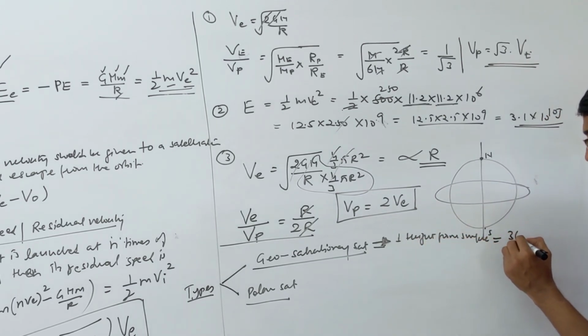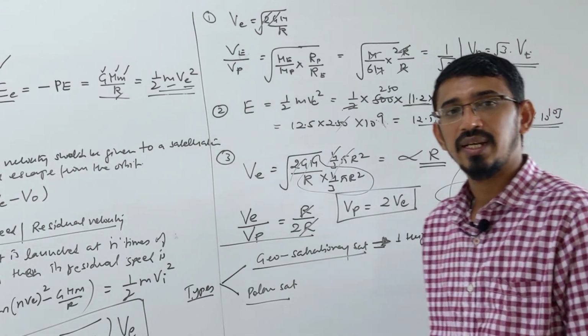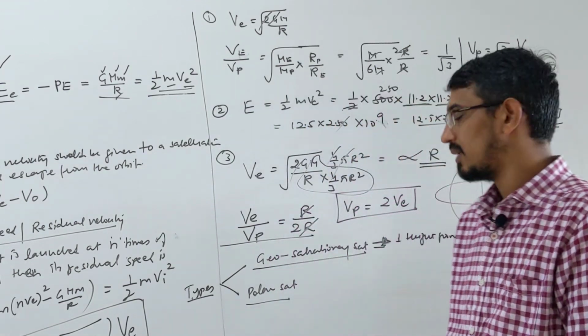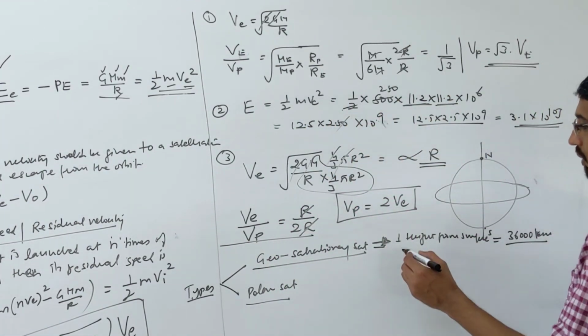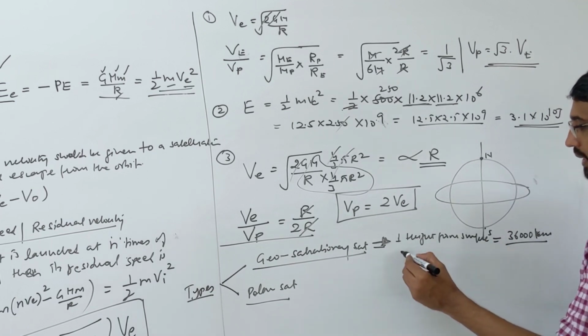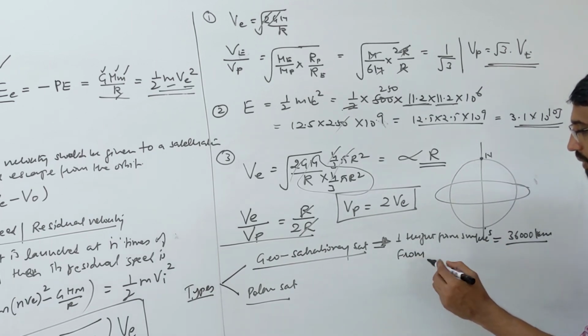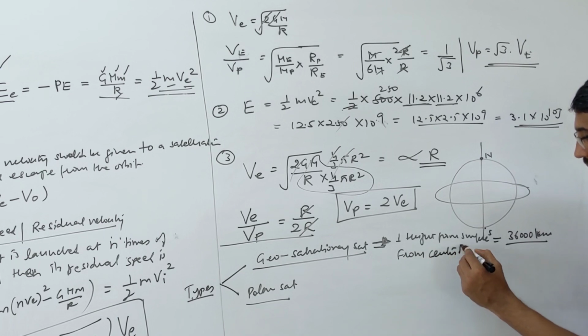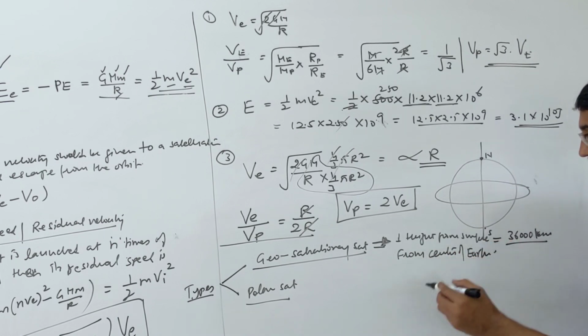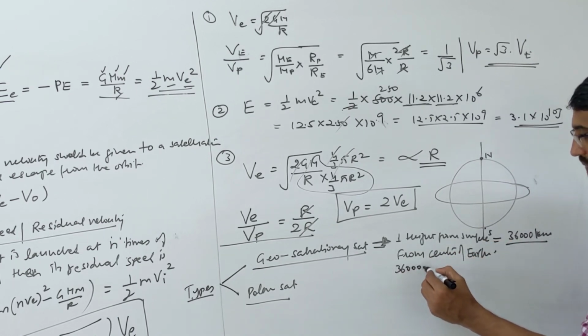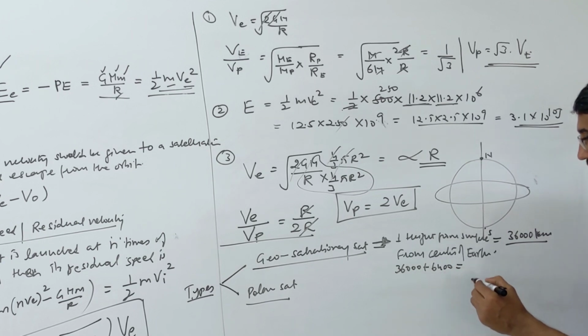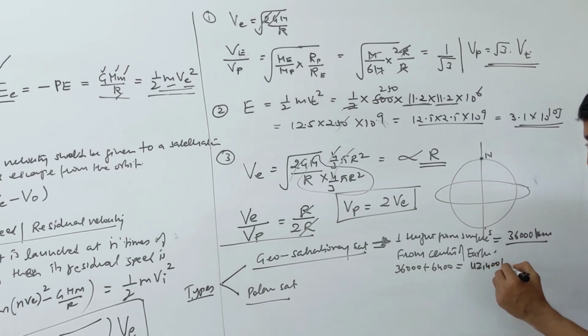What is the answer? 36,000 kilometer. Okay. What is the height of this geo satellite? 36,000 kilometer. From the center of the earth, because the calculation needs the distance from the center of the earth, you have to add the radius here. You will say 36,000 plus 6,400, so that becomes 42,400 kilometer.